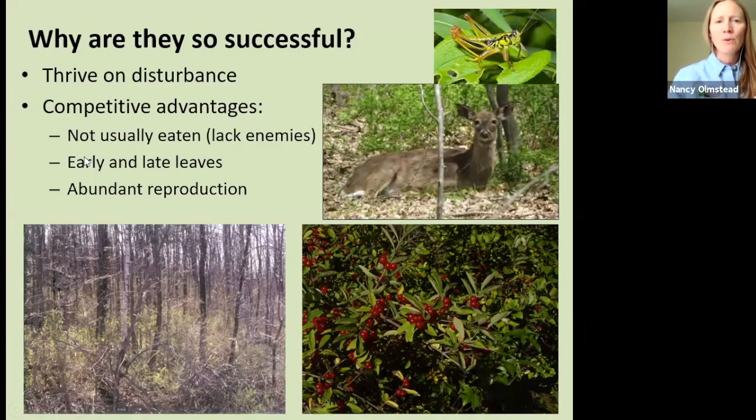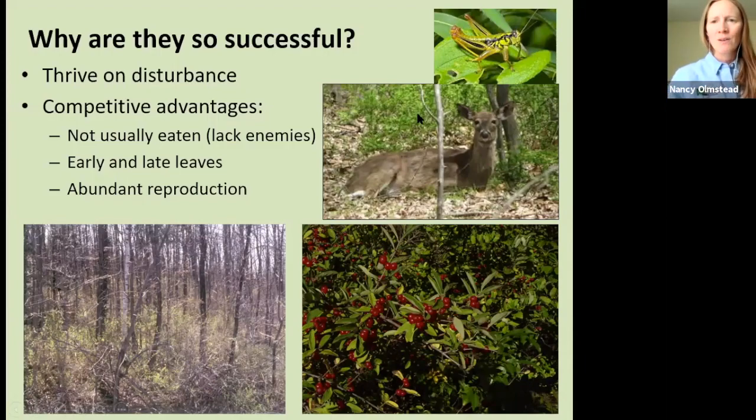Many can put out early leaves and hold their leaves very late. In the spring, I'm sure many of you have noticed some plants leaf out earlier than others. And in the bottom left photo here, you're seeing an example of a shrubby honeysuckle leafing out very early in the understory of a deciduous forest. And many of these invasive plants hold their leaves late in the season as well. So glossy buckthorn, common buckthorn, they're still photosynthesizing in the fall. And that gives them an extra push of energy that they're able to store in their root systems and get going next year.